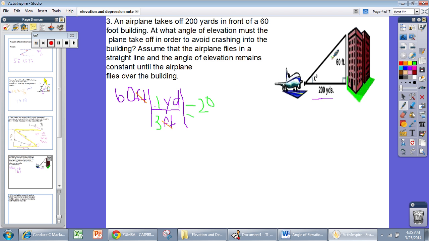Now instead of using 60, we're going to use 20. The other thing that you should be noticing about this one is we are missing the angle. So we're going to end up using the inverse. First we got to figure out which trig ratio. The 60 that's now 20 is really far away, so opposite, and 200 is really close, adjacent. So opposite and adjacent means we're going to use tan.